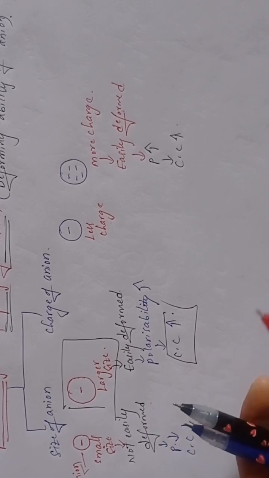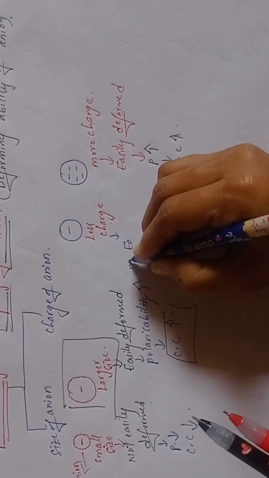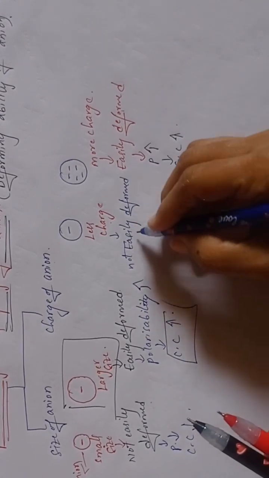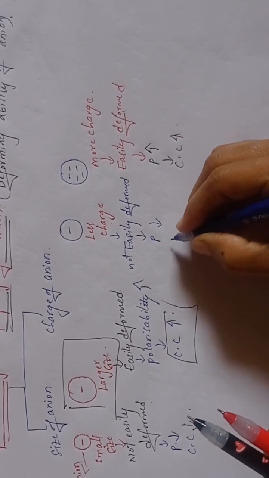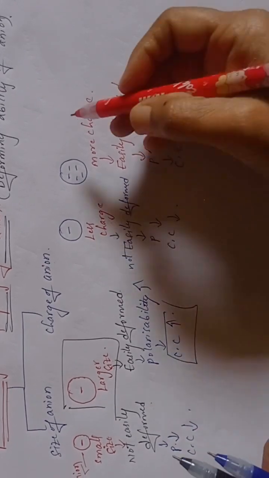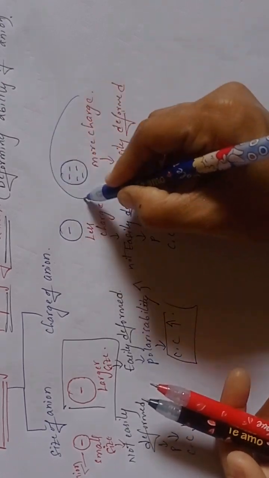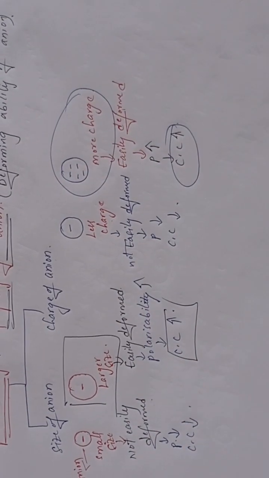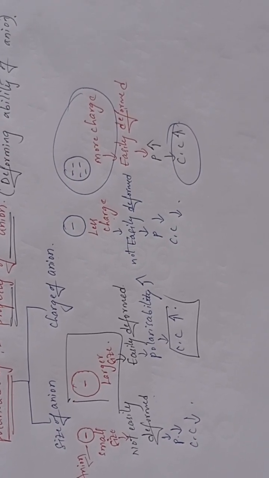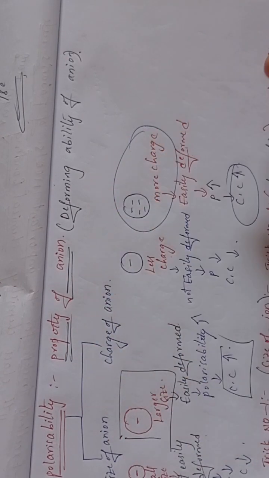So you have to remember here less charge. What about the less charge, students? Not easily deformed. And here polarizability less, covalent character also less. Clear? So here what you have to remember? More is the charge, covalent character is more. More is the anion charge, more is the covalent character. Are you clear, students? So this is about the polarizability. This is the property of anion.